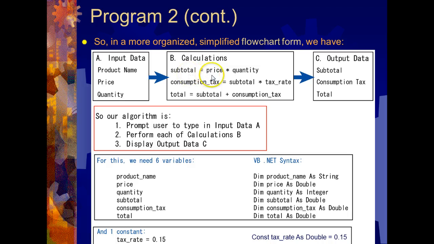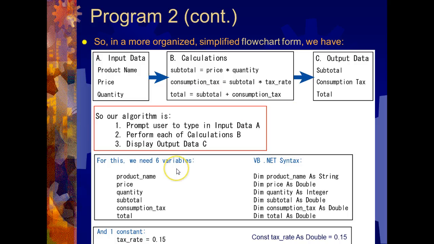So we have subtotal is price times quantity. Consumption tax is subtotal times tax rate. And total is subtotal plus the consumption tax. And then output the subtotal, consumption tax, and the total. So our algorithm is prompt the user to type in the input data A, perform each of the calculations B, display the output data C.